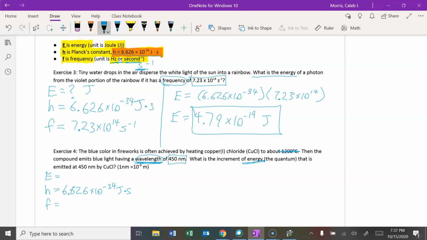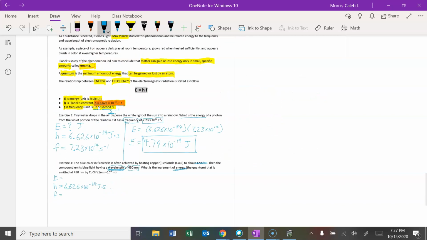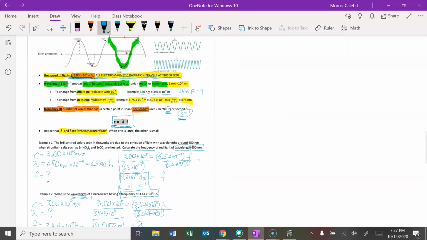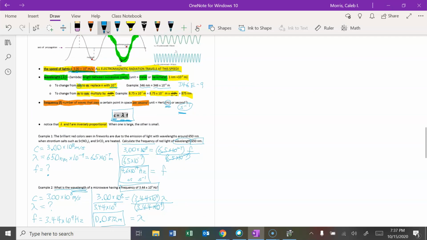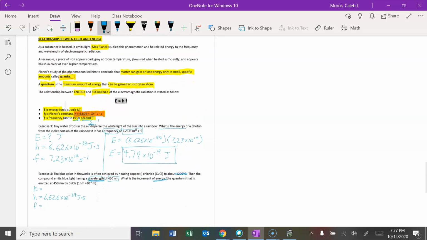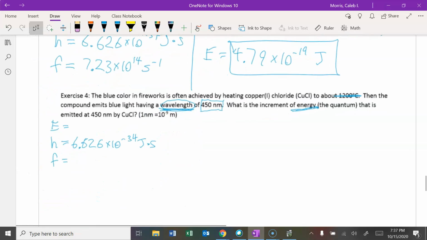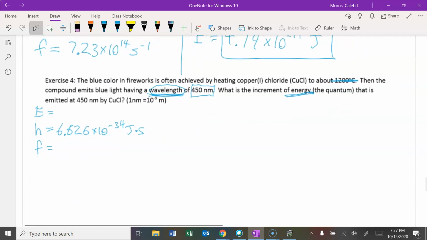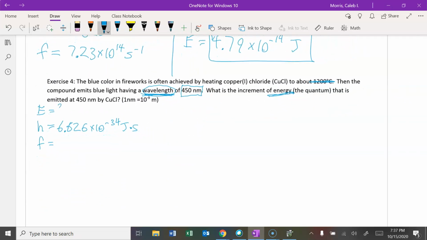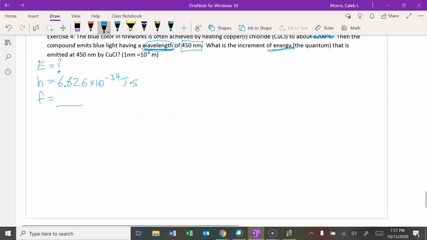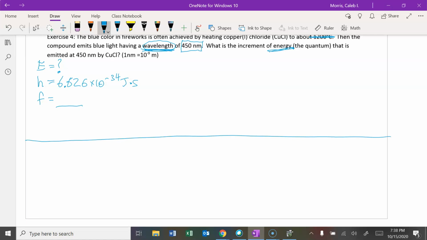Well, I'm going to have to use the other equation. Remember on the last page? We know how to find frequency if I have wavelength, so I'm going to use that. So this is a problem where we're going to use both equations because I don't have frequency. I'm looking for this, but I don't have this. So the way that I would set this up is draw a line right there, and I'm going to solve another problem down here.